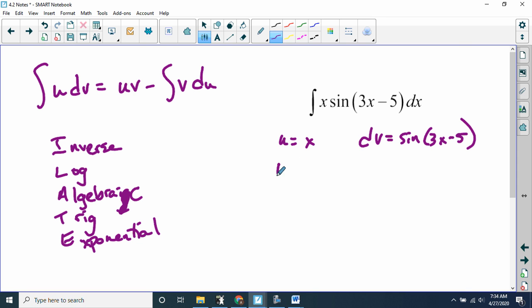To go from u to du, we are taking the derivative, which is just 1 dx. To go from dv to v, we need to integrate, which we are u substituting there. We should get negative 1/3 cosine of 3x minus 5.